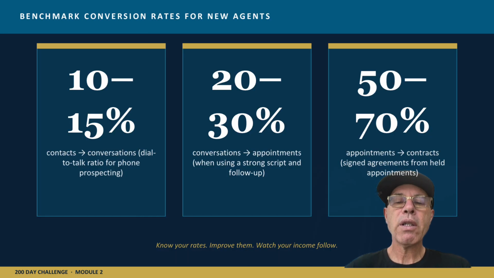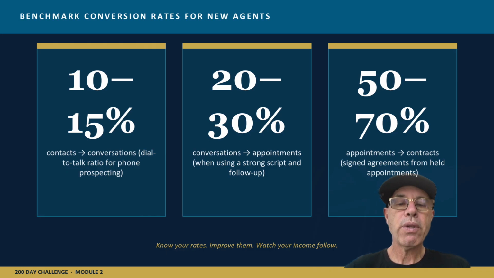Here are the benchmarks to measure yourself against as a new agent. 10 to 15%: your contacts to conversations rate for phone prospecting. If you dial 50 numbers, expect 5 to 8 live conversations. If you're consistently below 10%, your list quality or your dialing time may need adjusting.